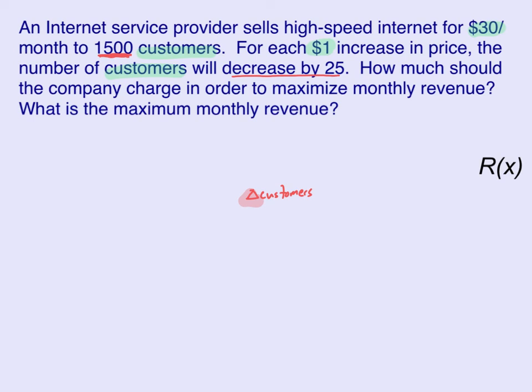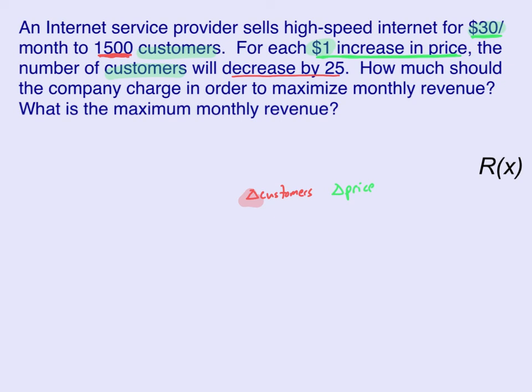And then based on number of customers, it's then based on what is the change in price. Well, currently we charge $30. Now it does say $30 per month, but think about it, that's my starting value, and I'm increasing the price $1. So $1 per increase. So that's our rate or our slope.